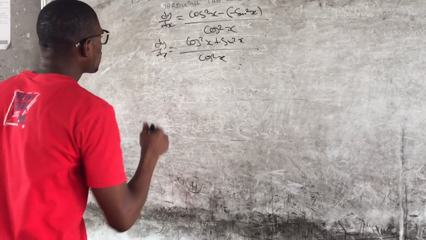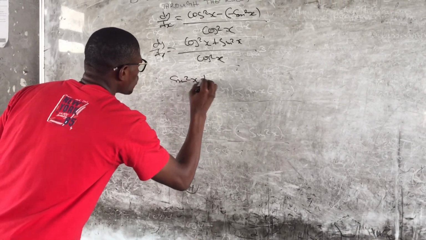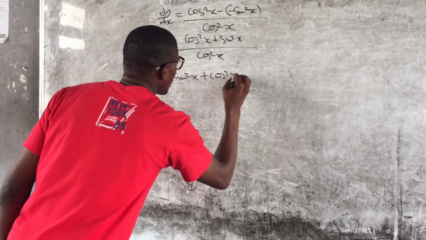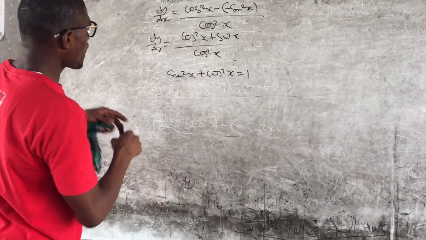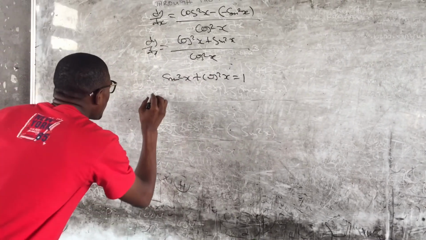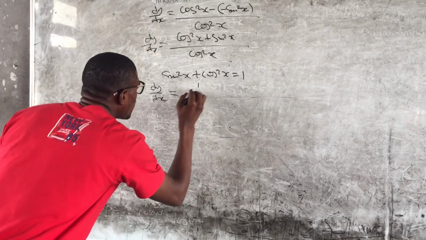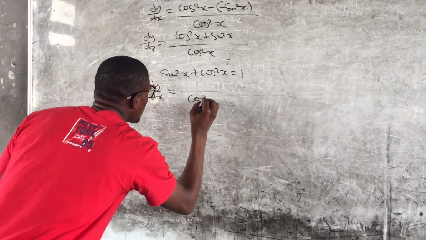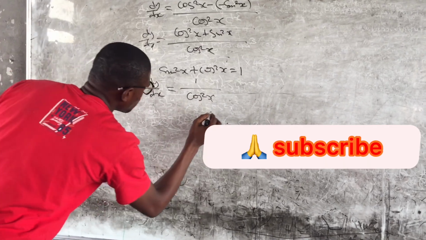And from trig functions, I have that sine squared x plus cos squared x is given as 1. So I'll now substitute 1 where I see sine squared x plus cos squared x. So I'll now have dy over dx is given as 1 all over cos squared x. So this will be my result.